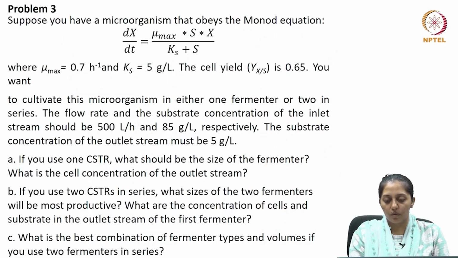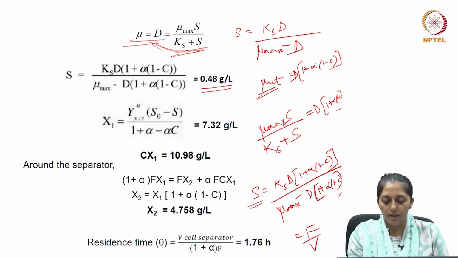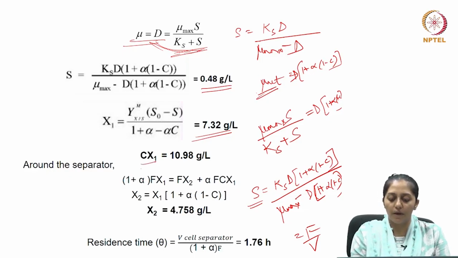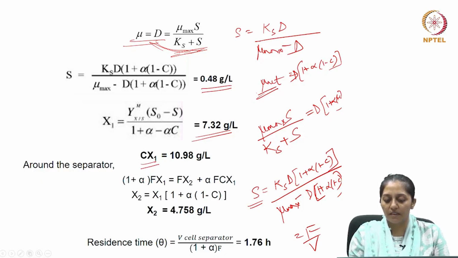So, using that correlation we can determine the value of steady state biomass concentration, and in the recycle stream it is Cx1. So, now once we know the x1, the biomass present inside the reactor at steady state, we can find the concentration of biomass in the recycle stream.